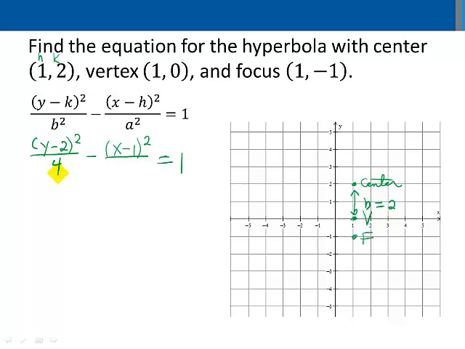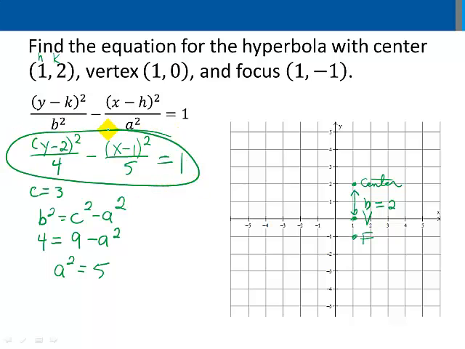a squared we still need to work on, but we can see the distance from the center to our focus will be c. So here c equals 3. And using the equation, b squared equals c squared minus a squared, we know that b squared is equal to 4, c squared is equal to 9, and so a squared will be equal to 5 here. Thus we have the equation (y minus 2) squared over 4 minus (x minus 1) squared over 5 equals 1, the equation for our hyperbola.